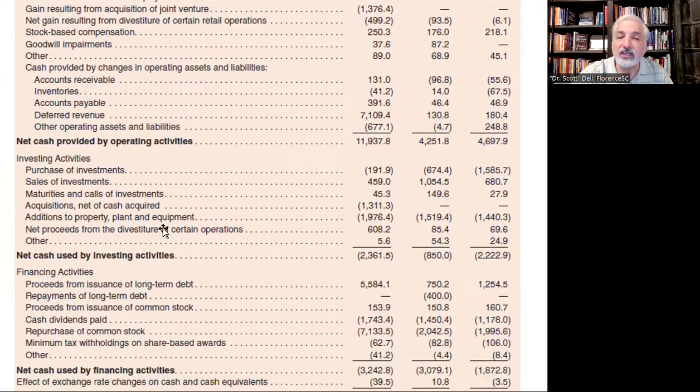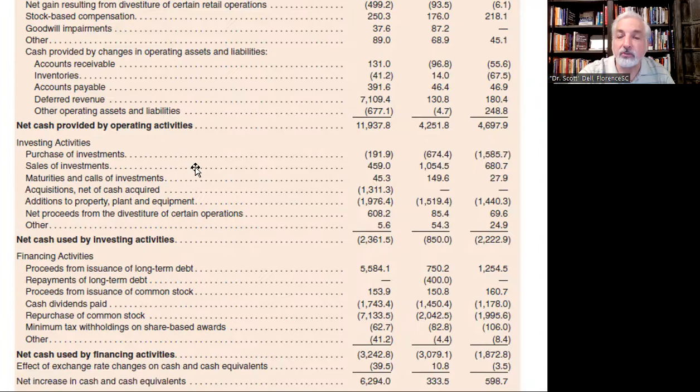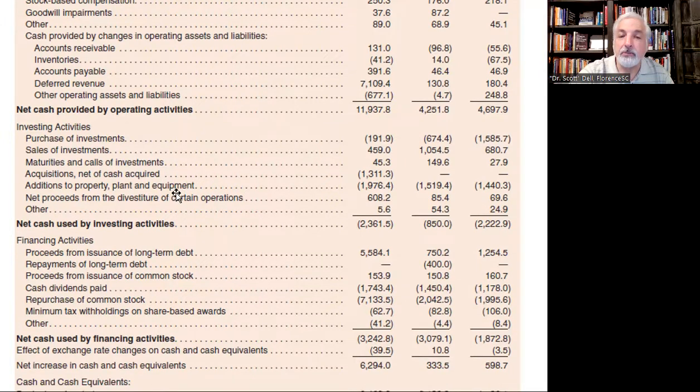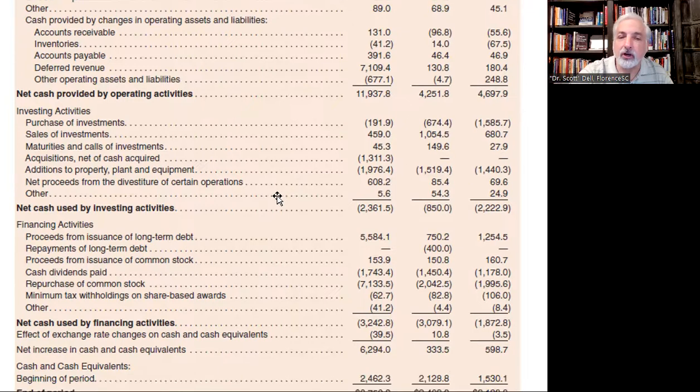Then we have our investing activities, purchased investments. We bought companies or invested in other companies, or we sold some investments. And when we sell them, we get cash in. Maturities and calls on investments, acquisitions, net of cash acquired, additional PP&E, property, plant, and equipment. So we bought equipment, we use cash. That's a negative item. Proceeds from divestiture of certain operations. We actually got paid when we sold off a division or department.